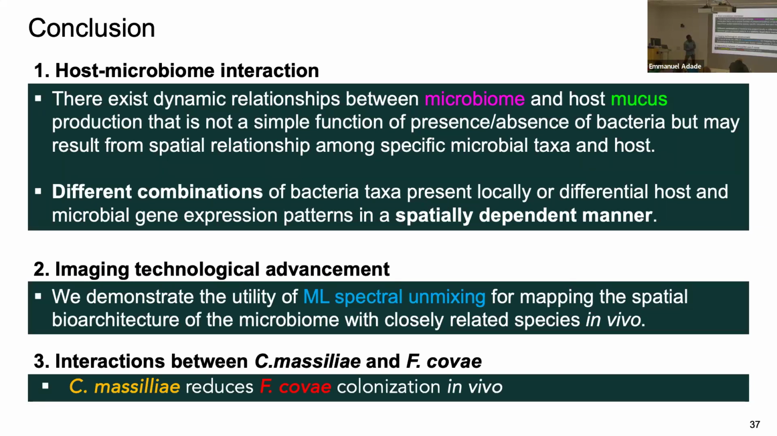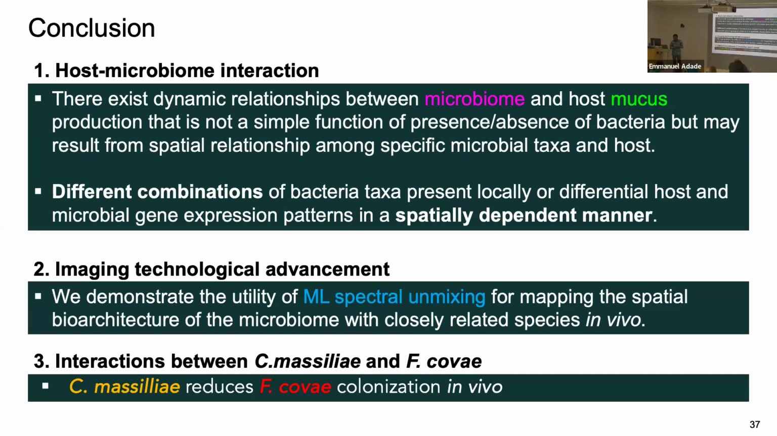And for our tech advancements, we think we have demonstrated that we have this machine learning based spatial unmixing algorithm that allows us to map bioarchitecture in the microbiome of closely related taxa. That's the take home, that we can do this even at high resolution in combinations of communities that have really closely related taxa. And sea moss reduces the pathogen colonization and also colocalizes with the pathogen. So that's what I've shared about my work today.